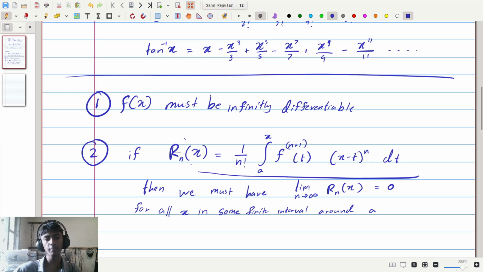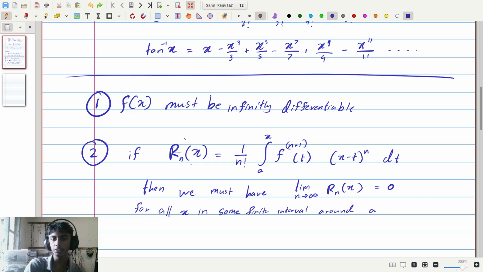If R sub n of x is this expression here, then we must have the condition that the limit as n approaches infinity of R sub n of x is equal to 0. We will see why this is important. This is important because otherwise the Taylor series does not converge to the exact value we want. So then we will have to have the condition that this limit is approaching 0. Given that condition, we can say that we can form a valid Taylor series for the function f of x.